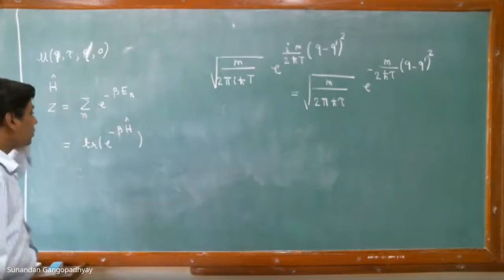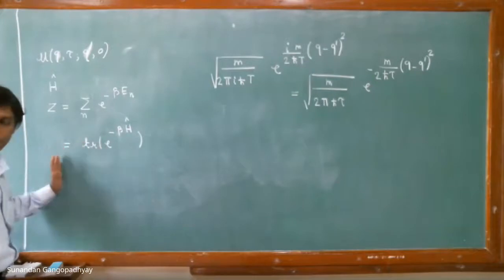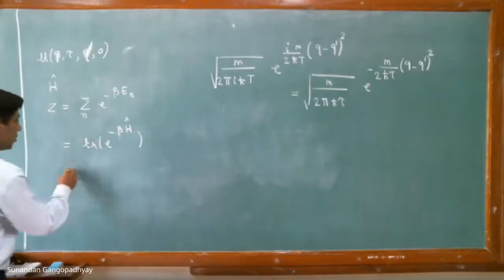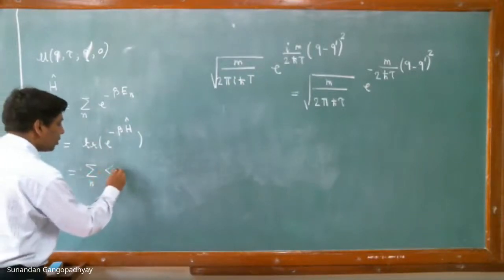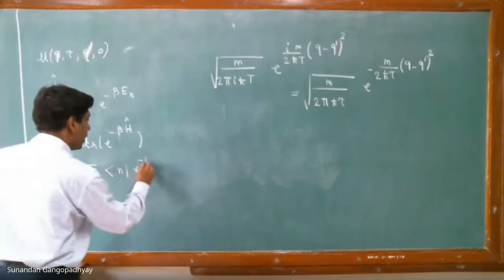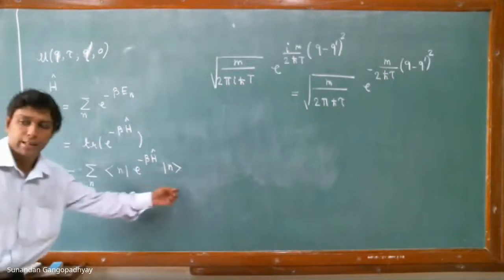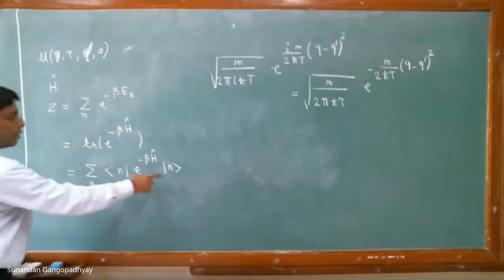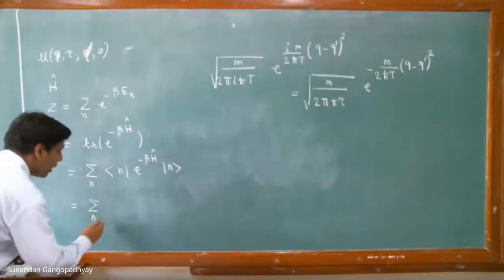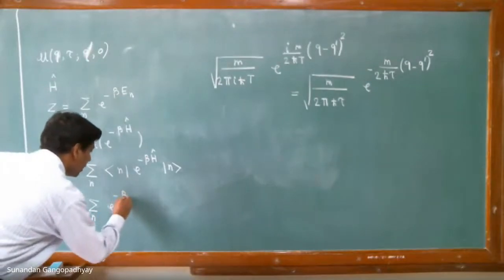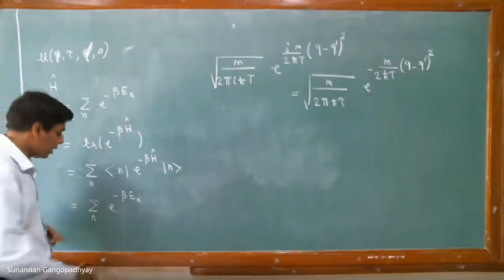So actually this is the definition of the partition function, and from here, since this is a trace, you can write it as summation over n of bra n, e to the power of minus beta H hat, ket n. Since these are eigenstates of the Hamiltonian, you can write this as summation over n of e to the power of minus beta E_n, and then you have bra n ket n, that is 1, and therefore you get this result.